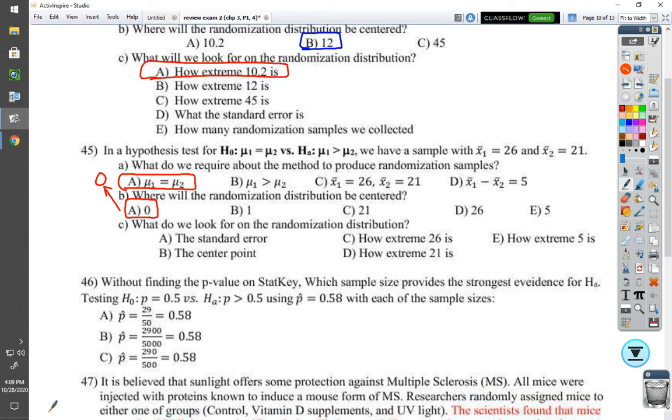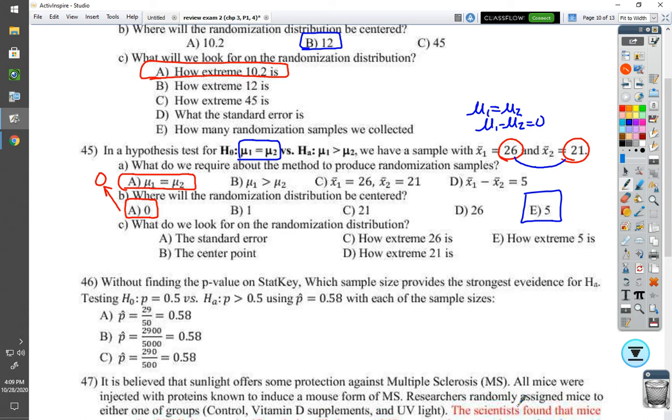What do we look for in the randomized distribution? Well, remember, 26 was your first value and 21 was your second value. Since we're testing in an environment that says mu1 equals mu2, that means mu1 minus mu2 equals 0. We have to take 26 minus 21, and we are testing when 5 is more prevalent. Letter E.